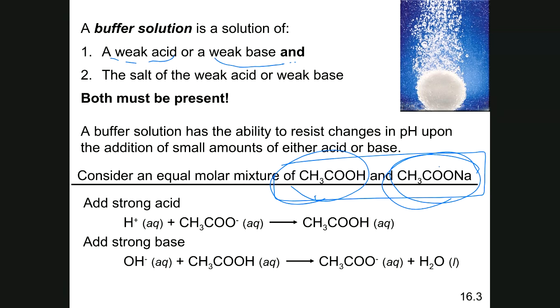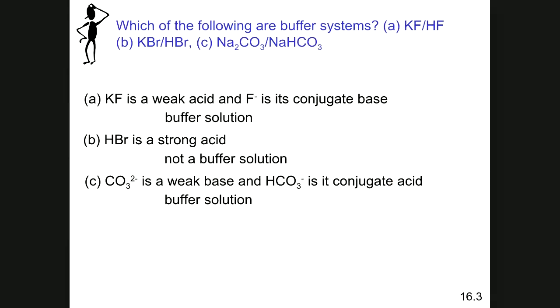But when you have a buffer, you have the weak acid and you have the salt of that weak acid. Is this a buffer or is it not a buffer? Recognizing a buffer. In order for this system to be a buffer, your HF must be a weak acid. And since this is a weak acid, the first condition is met. What's the second condition? The other piece must be the salt of this weak acid. Is KF the salt of HF? Yes, you have the same anion. So this is the salt of the weak acid.